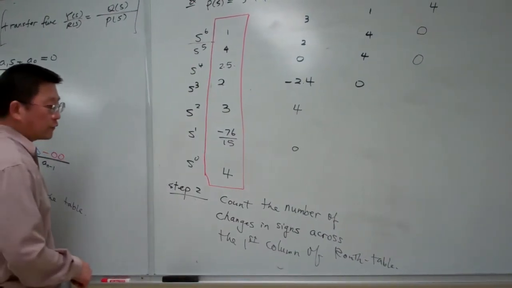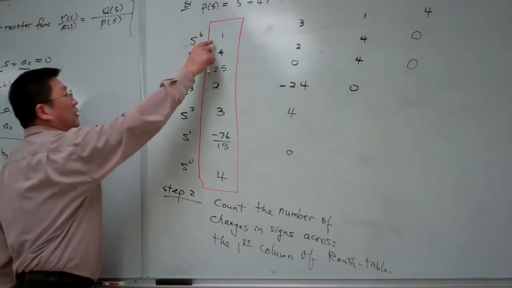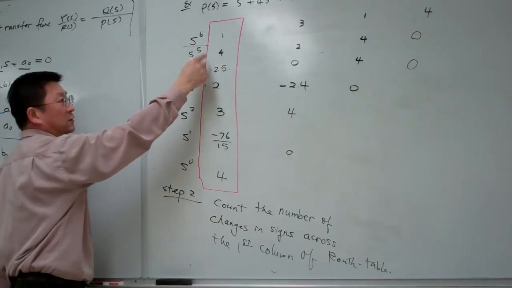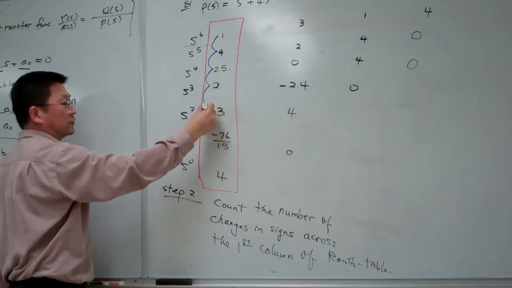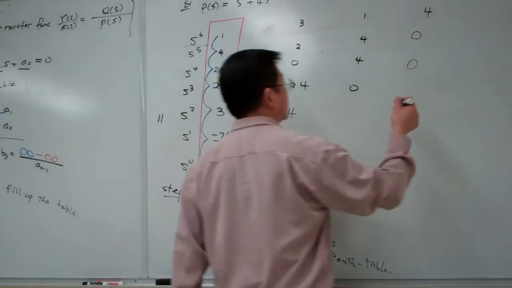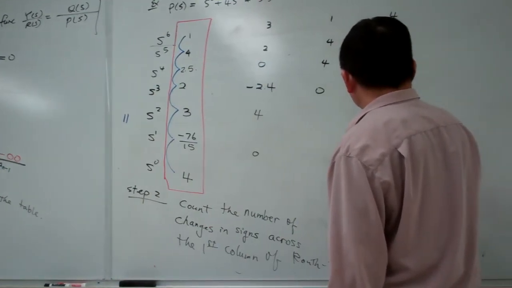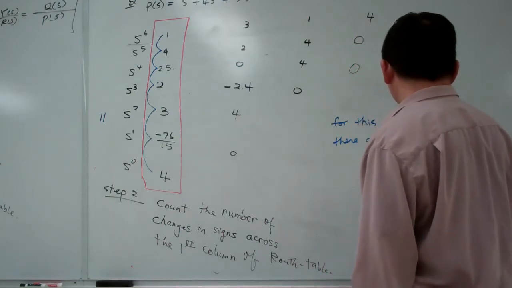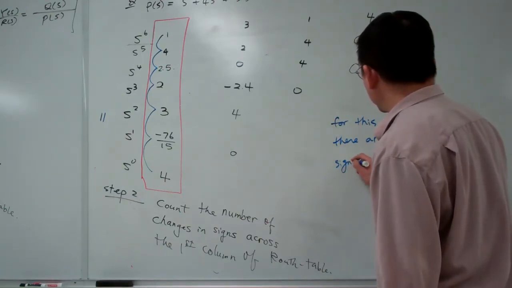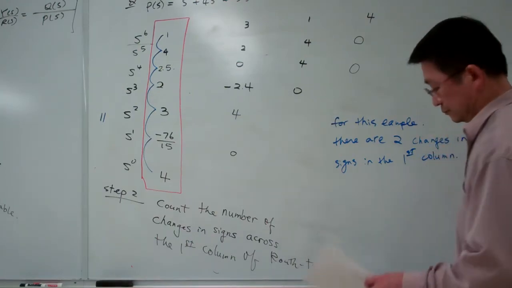Basically we want to look for the number of sign changes. For this example, across the first column of the Routh table, from here to here there's no sign change. From here to here, no sign change. From here to here, no sign change. From here to here is change 1, and from here to here change 2 again. So for this example, there are 2 changes in sign in the first column.